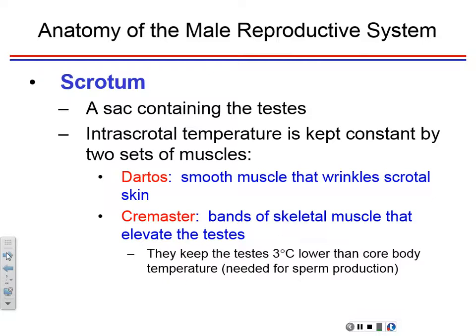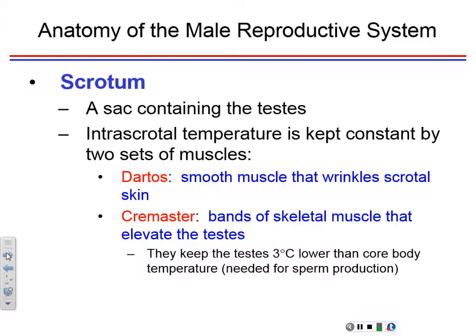the pelvic cavity, right? And it has 2 muscles. Okay, the dartos muscle wrinkles up the skin of the scrotum to elevate the testes whenever they're in a cold environment. If it's way too cold, the testes are raised up so that they are close to the core body temperature.